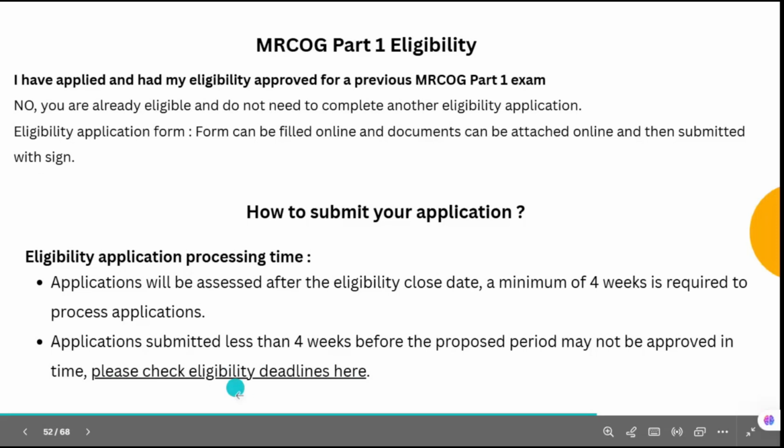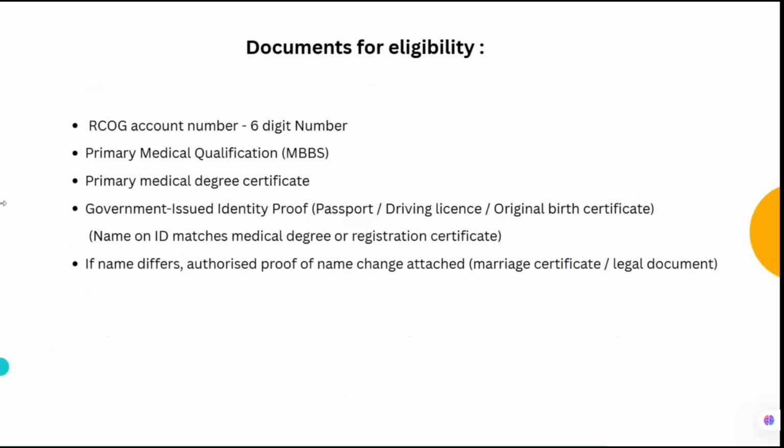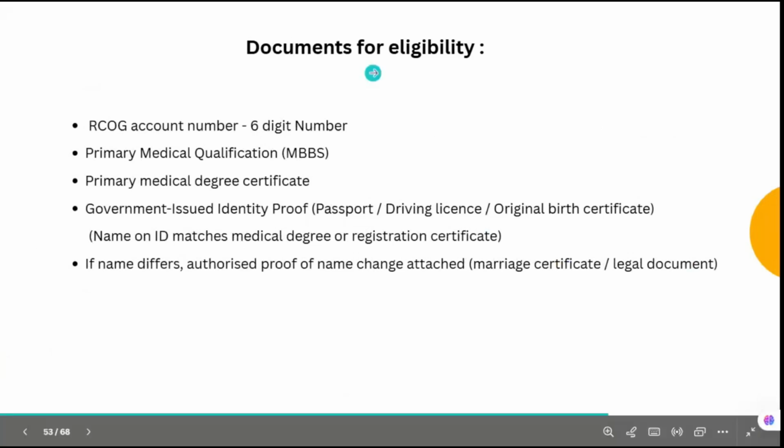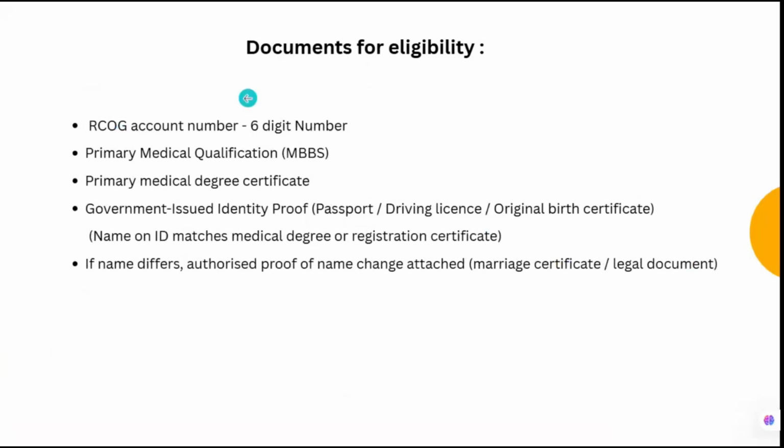Okay, so the eligibility deadline is going to be very, very important. Now, what are the things you need to keep ready? You need to keep your RCOG account number, the 6-digit number which you have already created, as I told you. Then your primary medical qualification, MBBS. Even if you are a postgraduate, they need a primary medical qualification, that is MBBS. So always use your primary medical qualification, then the primary medical degree certificate and the registration certificate.